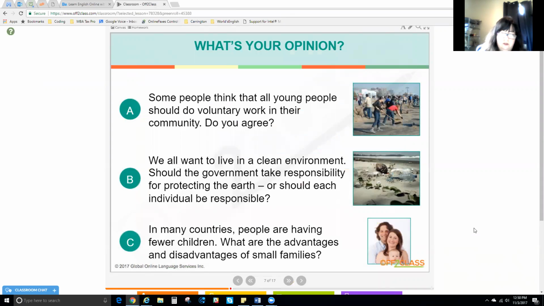All right, so our third example: in many countries, people are having fewer children. What are the advantages and disadvantages of small families? Okay, so that's kind of a compare and contrast question, because they're asking you to list both advantages and disadvantages. So that's another type of question, and you'll be learning about each of those types.